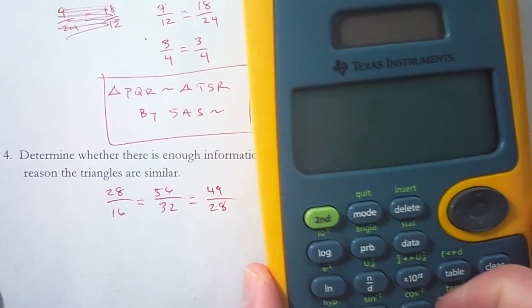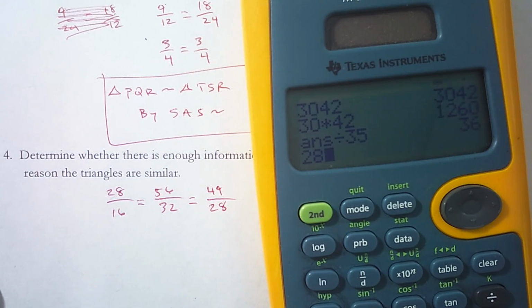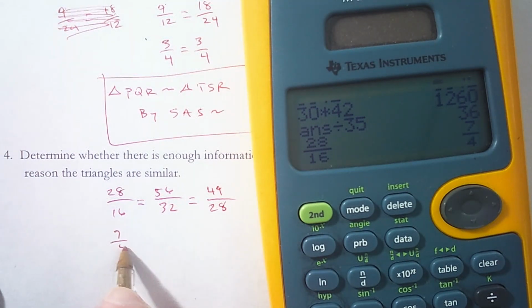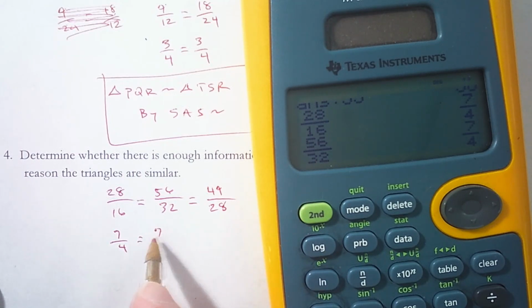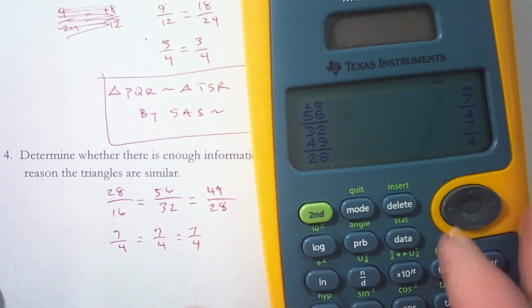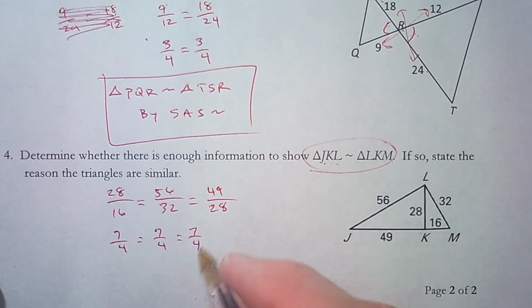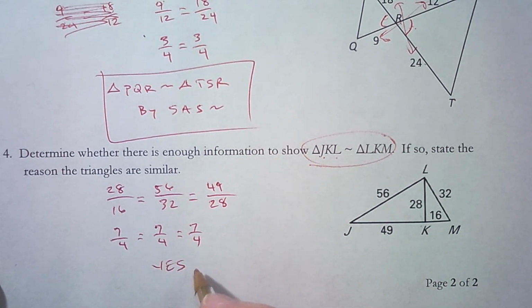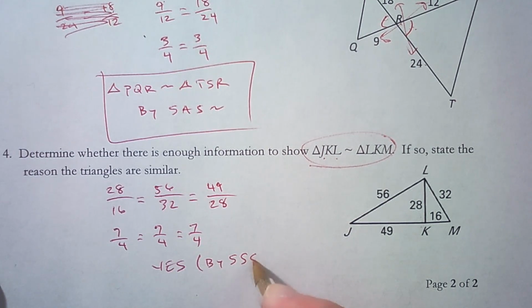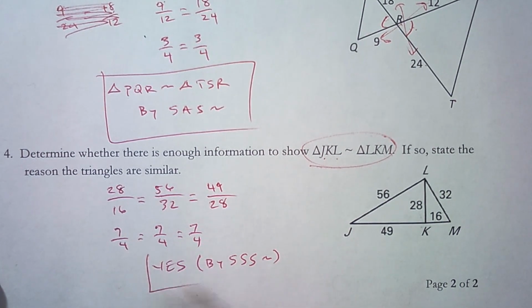Okay, so let's see if those all simplify the same. We have 28 over 16, and that is 7/4. 56 over 32, 7/4. And 49 over 28, 7/4. Okay, so the ratios of sides are all the same, all three side ratios. So yes, they are similar, and that is by side, side, side similarity.